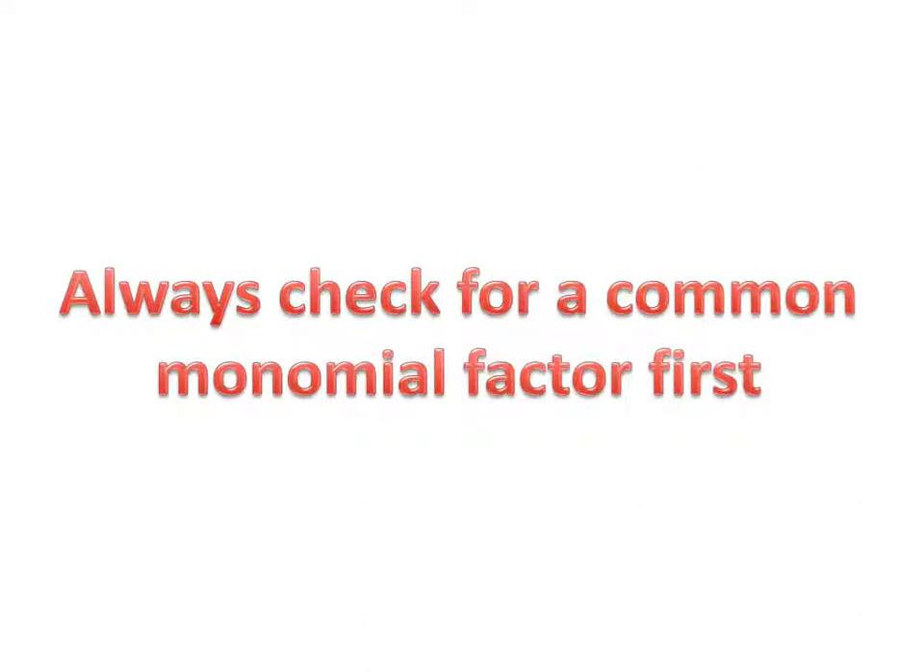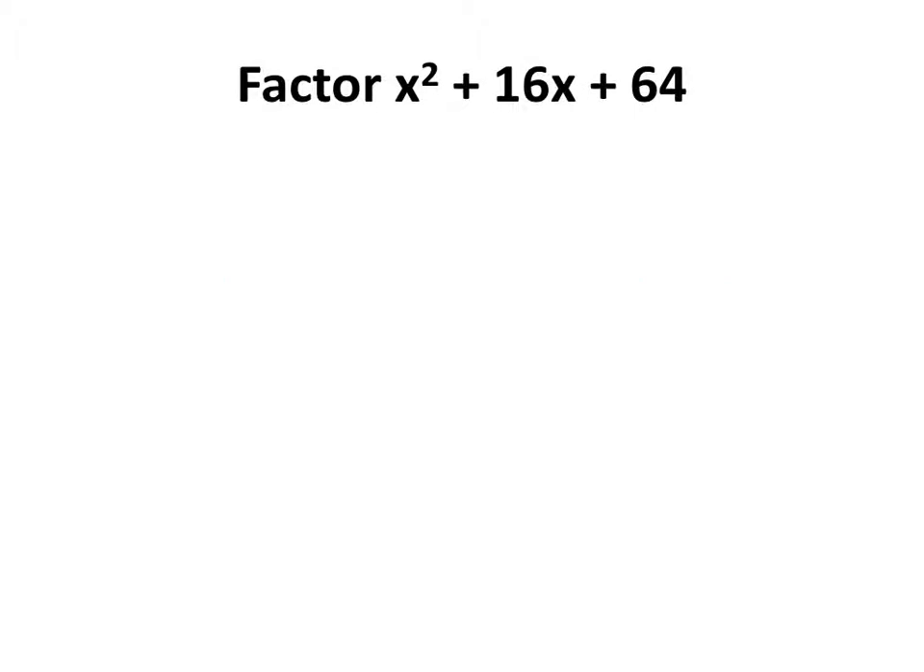Keep in mind that the perfect squares pattern can also be used for factoring. You should always check for a common monomial factor first. This can often simplify problems. In this first example, when we look at the trinomial, it doesn't have a common monomial factor. There's only 1x squared, and x is not a part of every term. So we start to think about perfect squares. X squared is a perfect square, and 64 is a perfect square.